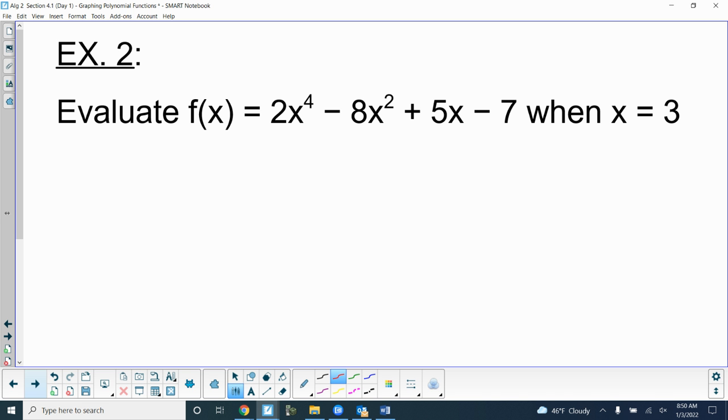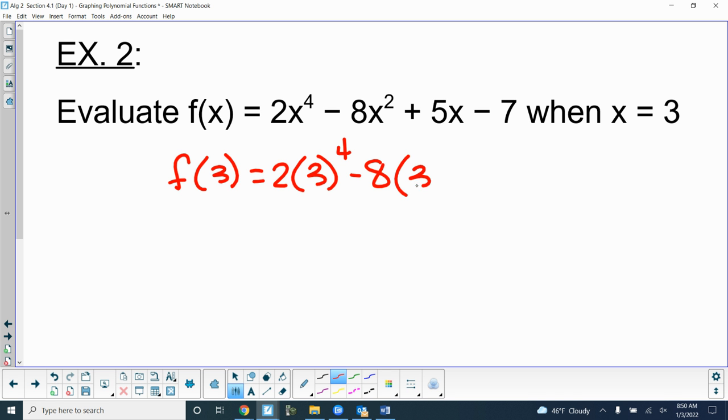Evaluate that polynomial function when x is 3. So what's that mean to do? Just plug 3 in, right? So basically what we're doing is f of 3 means 2 times the quantity 3 to the 4th minus 8 times the quantity 3 squared plus 5 times the quantity 3 minus 7. You can put that in your calculator. You can just do it in your head, however you want.